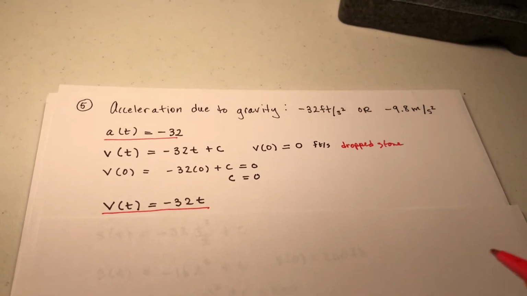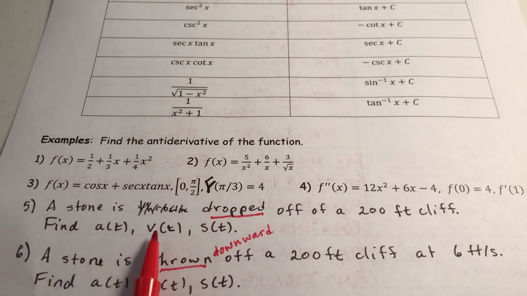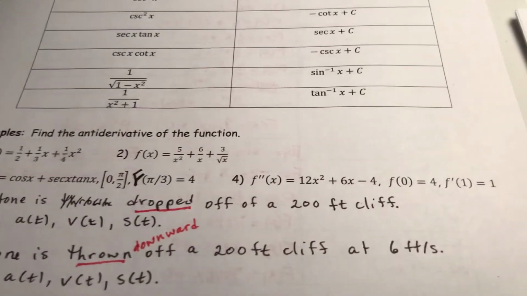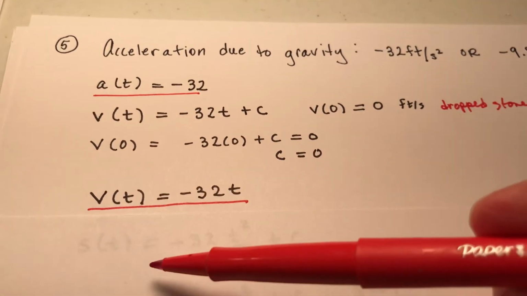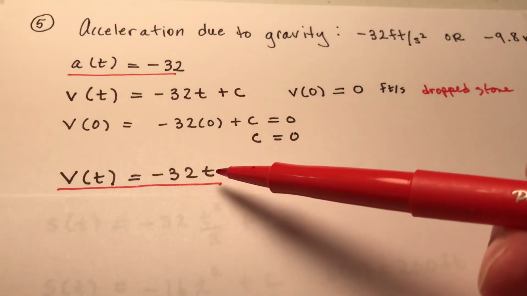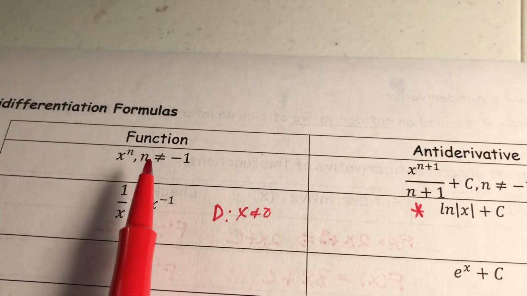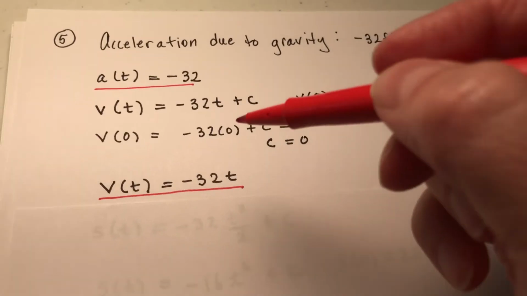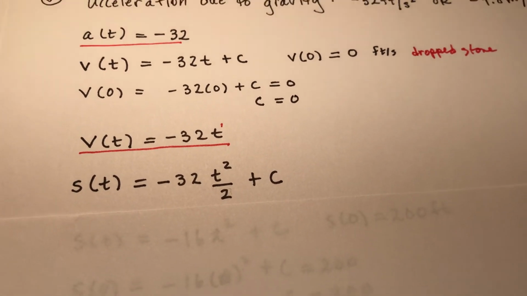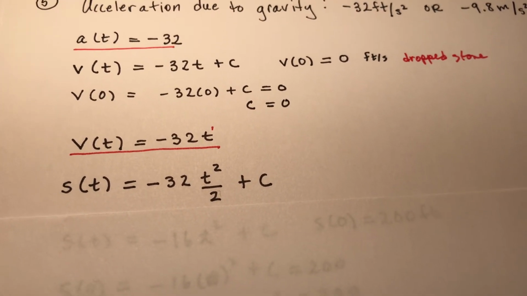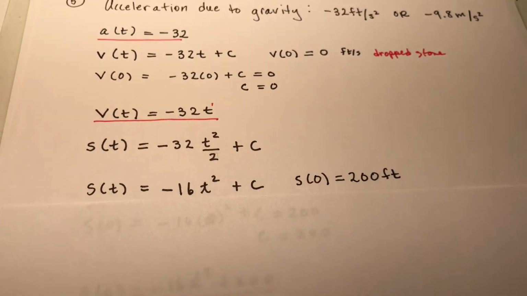Now, what are the directions? Find A of t, V of t, and S of t. So 2 down, 1 to go. My S of t is position. So I'm going to go backwards, which is the antiderivative. And remember your power rule. We're going to add 1 to the power and divide by it. That's your power rule. So I've got a power of 1 here, and when I add 1 to it, I get negative 32t squared over 2, and then you always have this plus c. And I'm taking negative 32 divided by 2, and I'm getting negative 16t squared plus c.